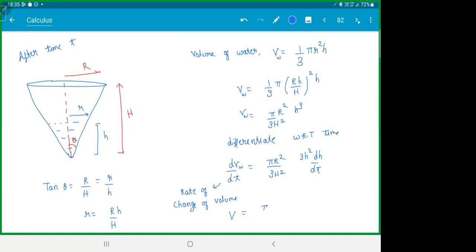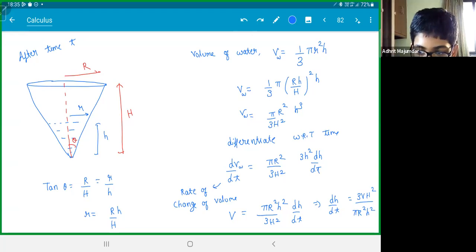The 3 gets cancelled, leaving pi R square h square by H square dh by dt. You're done. That's how you get the answer: dh by dt equals V H square divided by pi R square small h square. Did you observe one thing here? The rate of change of height is inversely proportional to h square, meaning the smaller the height, the faster the height will change.